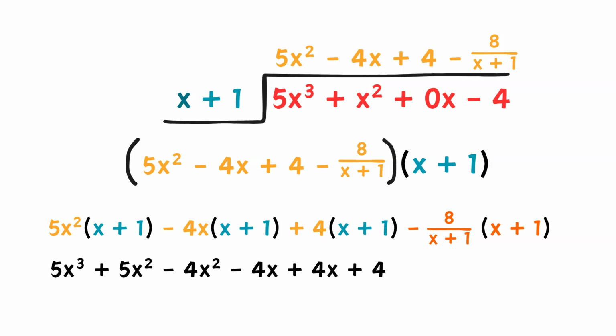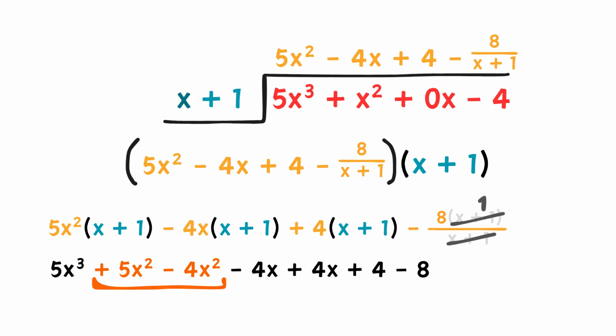And what is negative 8 over x plus 1 times x plus 1? Since we're multiplying x plus 1, we can move it into the numerator. Now we can clearly see that the x plus 1 in the numerator and the x plus 1 in the denominator can cancel out, leaving us with negative 8. Awesome. Now let's combine our terms.